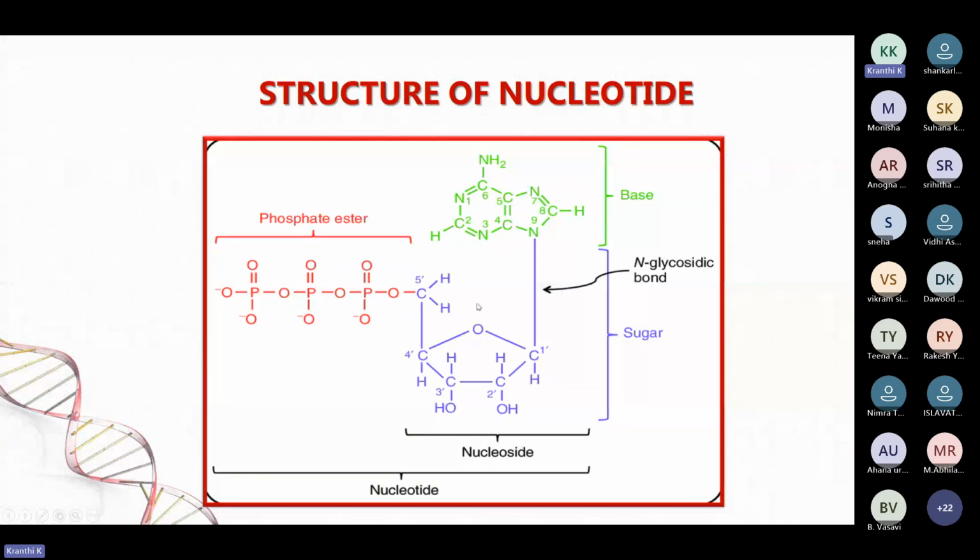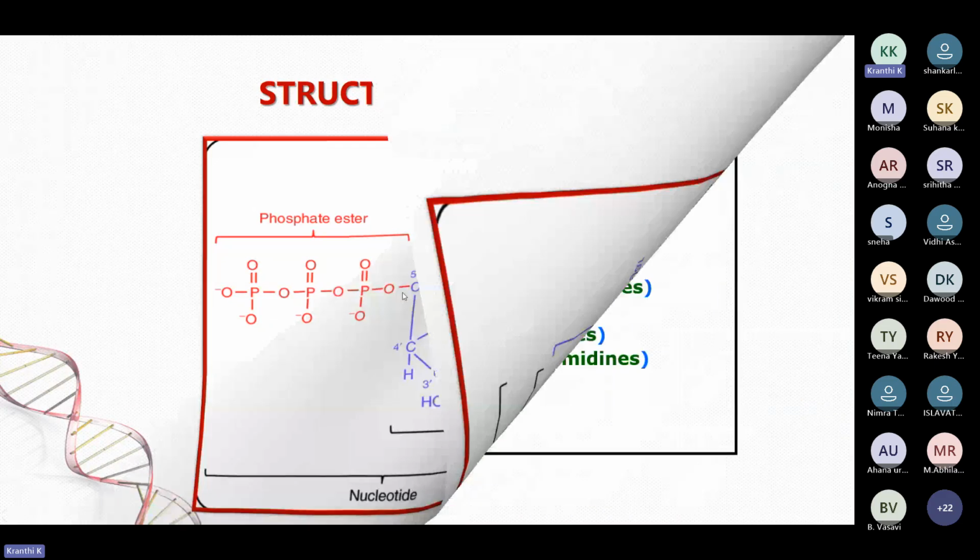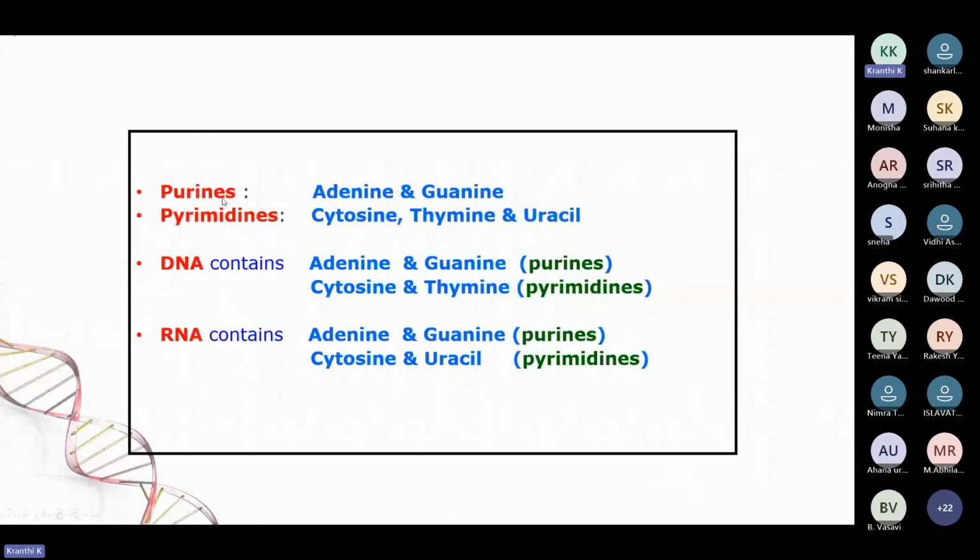So sometimes the nucleoside is linked with only one phosphate. Okay, let us see the next slide. What are the purines? Adenine, guanine. What are the pyrimidines? Cytosine, thymine, uracil. DNA contains adenine, guanine, cytosine, thymine.